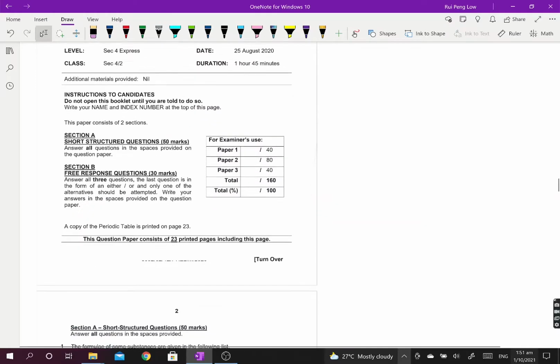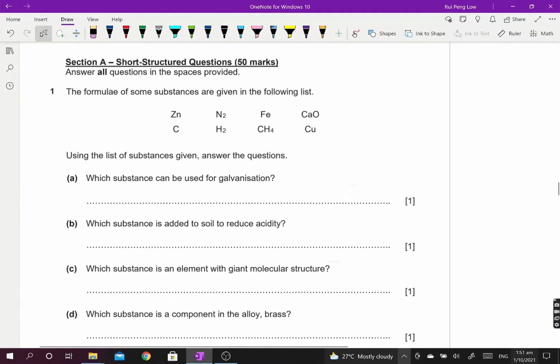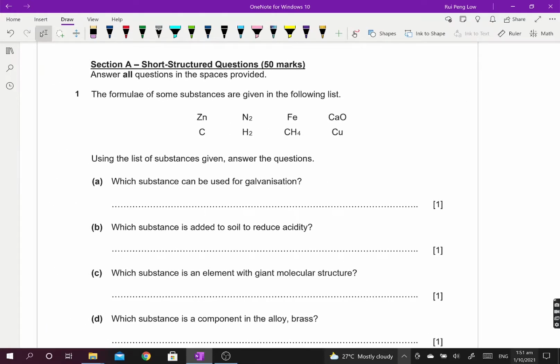Alright, so let's take a look at the first question of this paper by Assumption English School. It says, which substance can be used for galvanization? This should be quite a straightforward question. It will be zinc. There's typically no other metal that we use for galvanization.